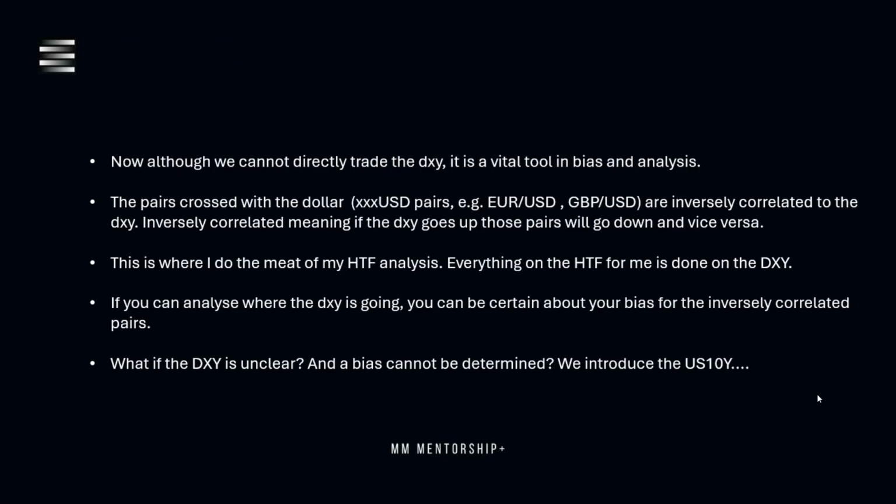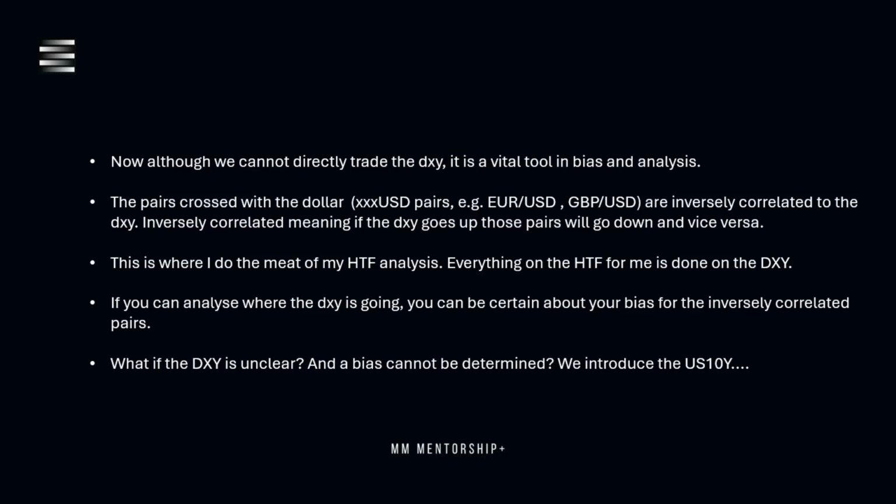Now, although we cannot directly trade the DXY, it is a vital tool in bias and analysis. I look at this chart on my higher time frames before any other chart. The pairs crossed with the dollar, so the XXX, you put that there instead of putting Euro USD or GBP USD because it's for any pair that is crossed with the dollar, right?